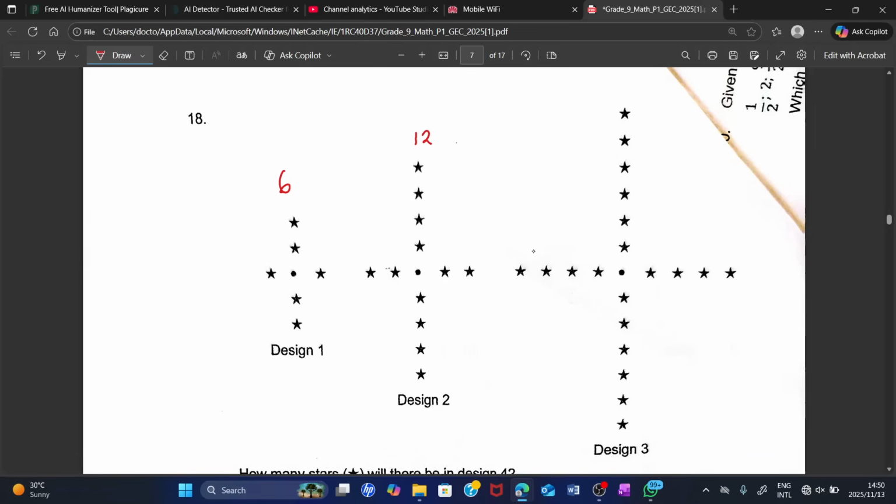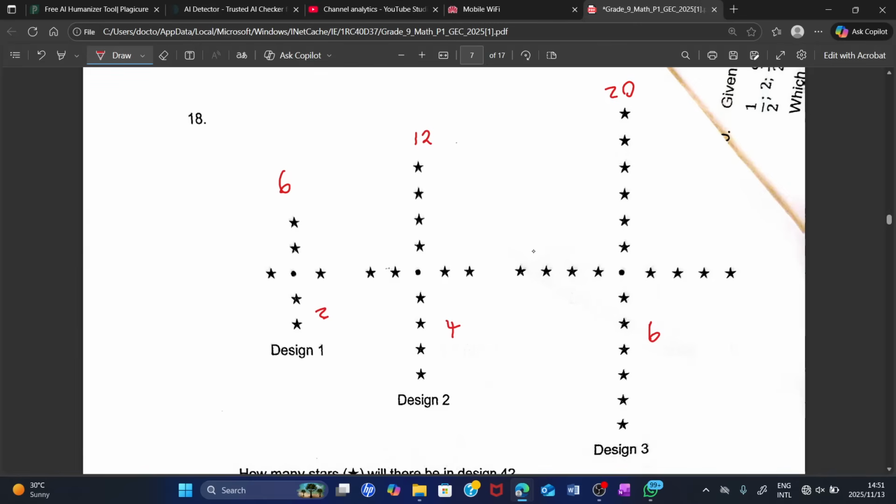Okay, 1, 2, 3, 4, 5, 6, 7, 8, 9, 10, 11, 12, 13, 14, 15, 16, 17, 18, 19, 20. So that is 20. Okay, so if you can check, this one is increasing by 2 here. 1, 2, 3, 4. It's increasing by 4 here. 1, 2, 3, 4, 5, 6. It's increasing by 6 here.